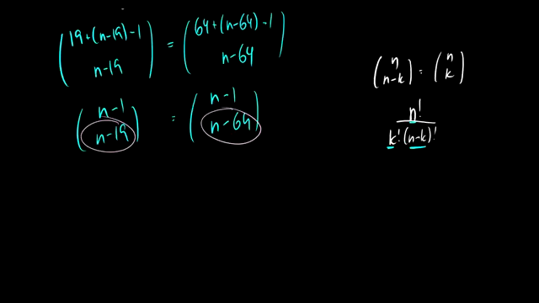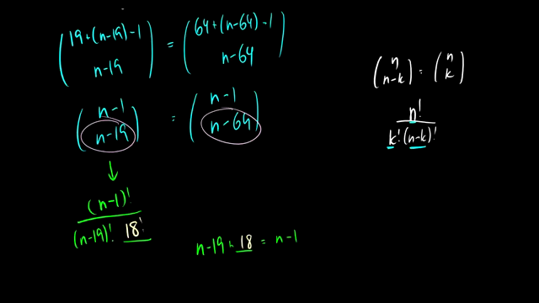So we can use that knowledge and take this n minus 1 choose n minus 19, and we end up with n minus 1 factorial on top. And of course we have an n minus 19 factorial at the bottom. So what's the remaining number here? Well, n minus 19 plus something has to equal n minus 1. So this something should be 18, so there's going to be an 18 factorial here.